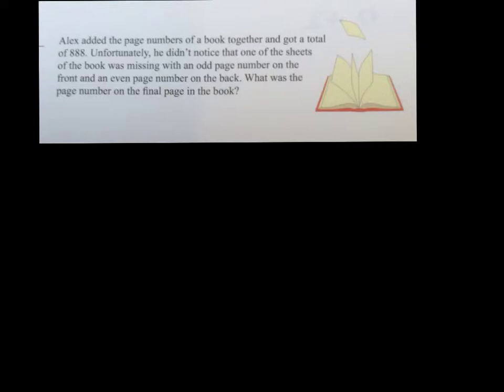Okay, when you're adding up the page numbers of a book, the sum looks like this. 1 plus 2 plus 3 plus ... n minus 1 plus n, right? We have seen that before. That's a triangular number. And we know that whatever Alex did, he got 888.